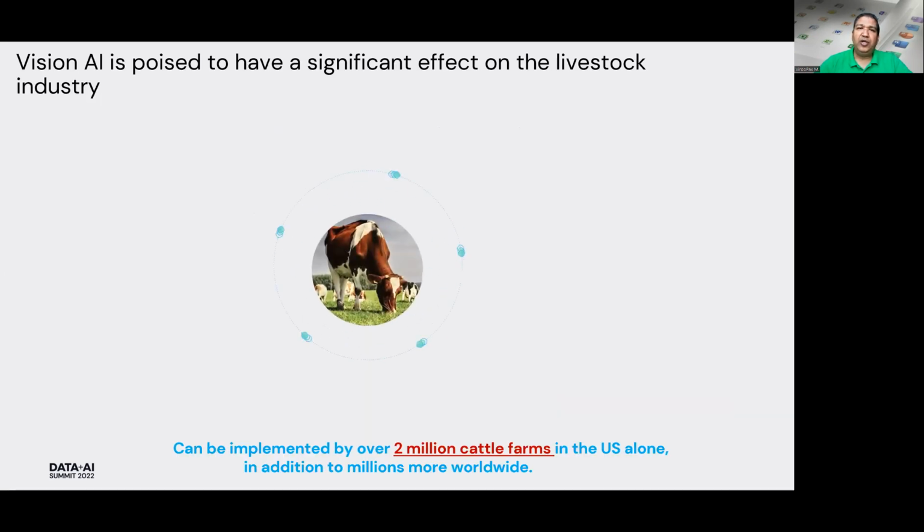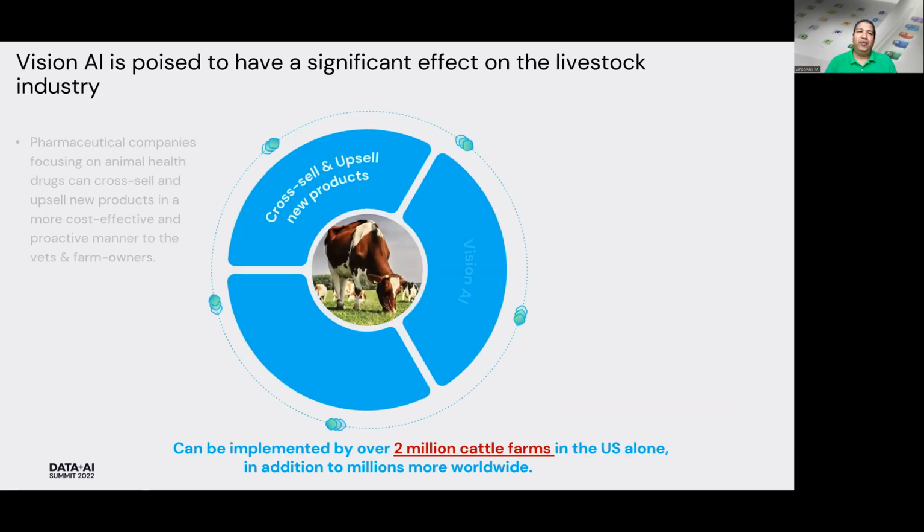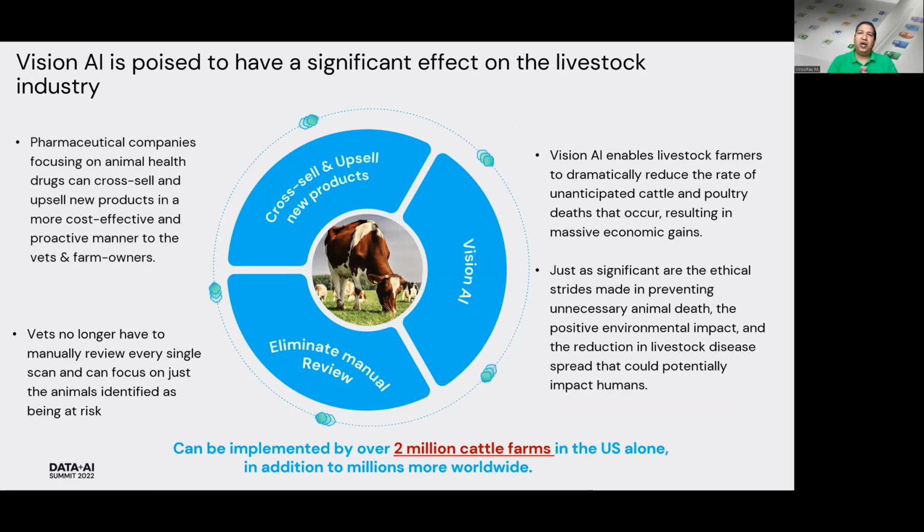So moving into the summary of all of this, right? The Vision AI, we believe, is poised to have a significant effect on the livestock industry. Animal health, right? Where you can have pharma companies cross-selling, upselling new products if they have the right data points available, the right predictions available in a cost-effective manner. Vets, thinking from the vet's angle, no longer manually reviewing each and every video and image, but automating some of that process using some of these cognitive services and custom vision services from Azure.